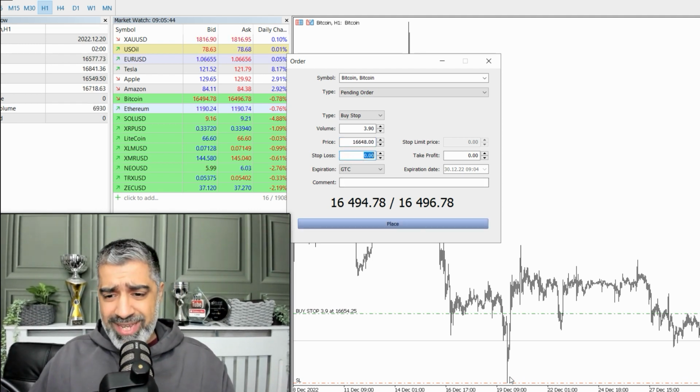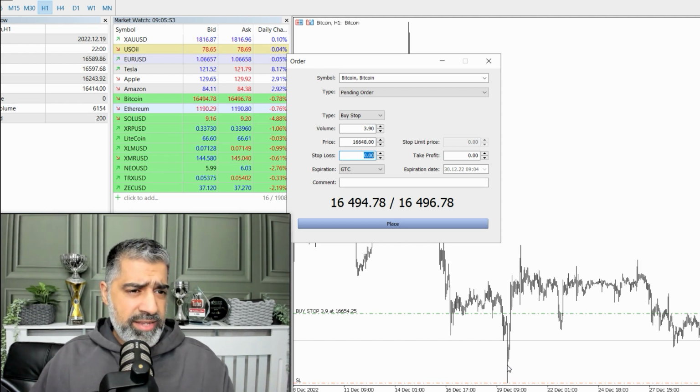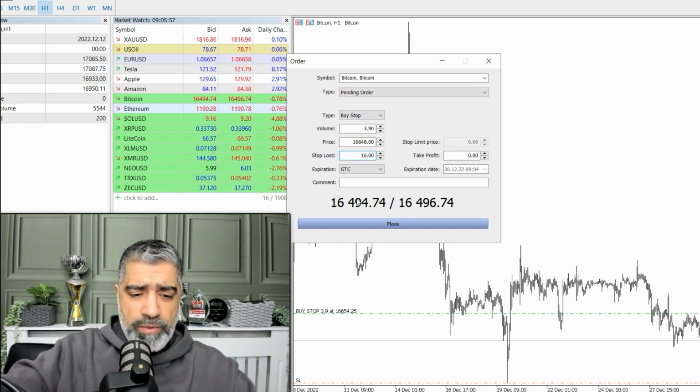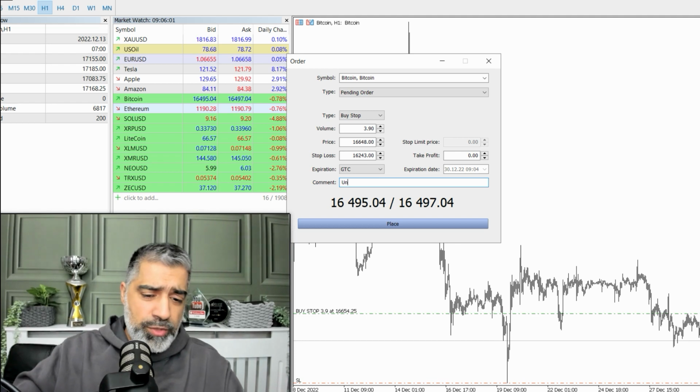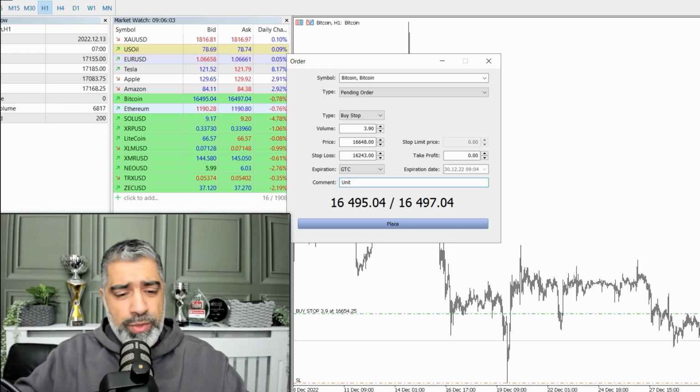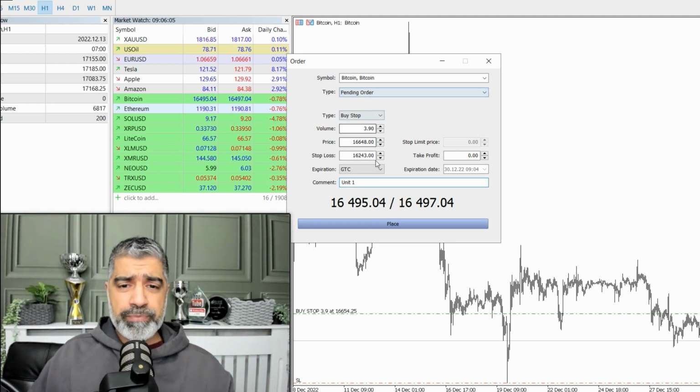But the stop loss is this low down here. So again, what I'm looking at is the price of the low over here is 16,243. You can make any notes. I like to call this unit 1. I always enter 2 units, unit 1 and unit 2.